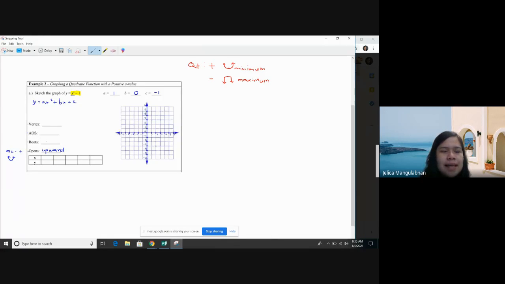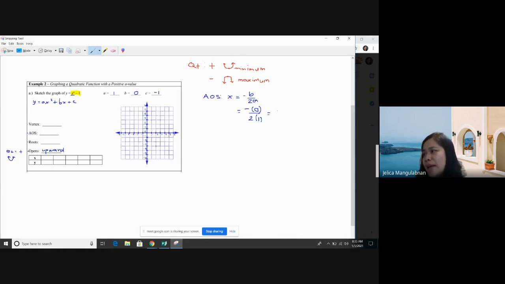Next, let us identify first the AOS, or the axis of symmetry. To find the axis of symmetry, we will use the formula, which is x is equal to negative b over 2a. There you go. So let us substitute the values. Our b is 0, and then 2 times a. The a is 1.